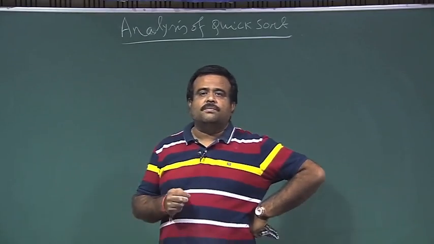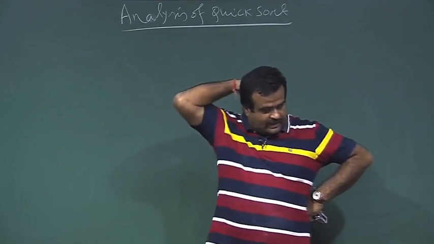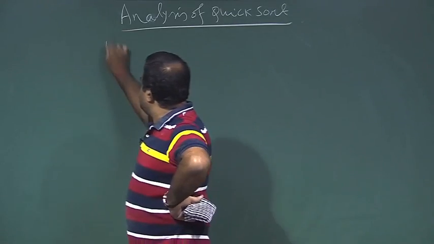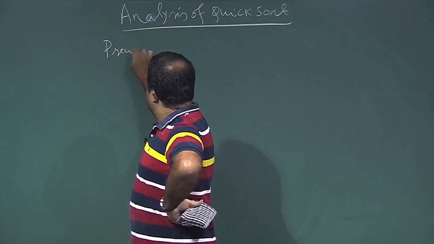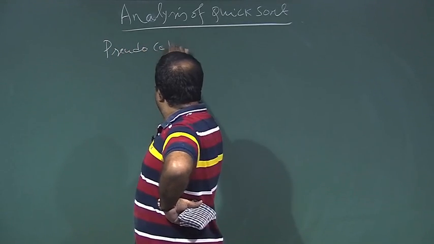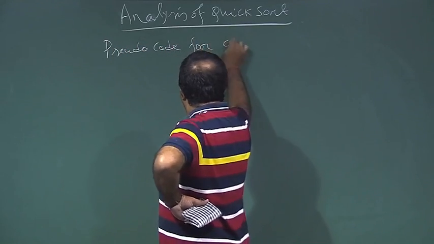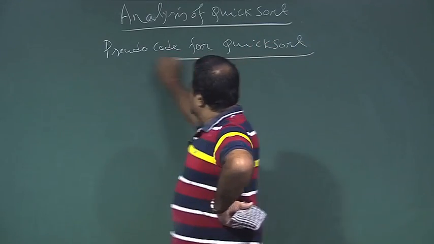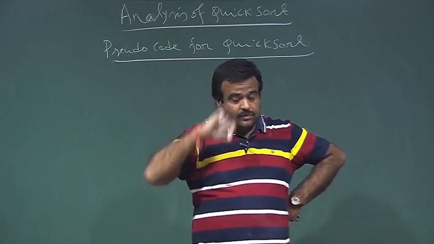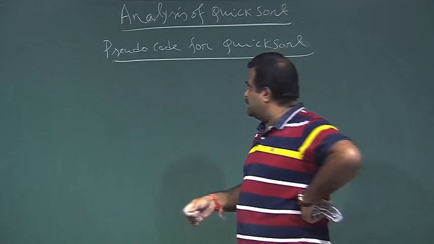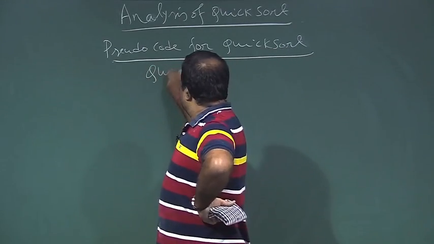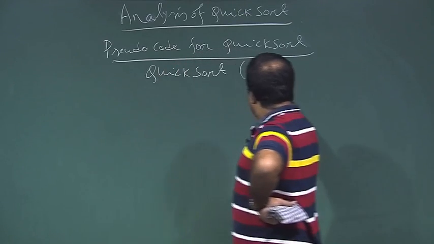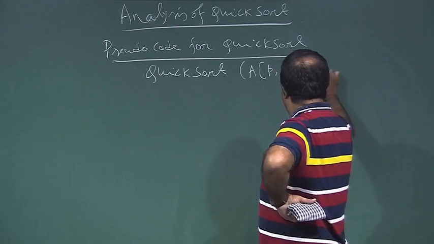Okay, so we talk about quicksort, analysis of quicksort. Before that, let us just write the pseudocode for quicksort. For quicksort, we need to call the partition algorithm. So if we just run the quicksort of an array which is starting from P to Q.